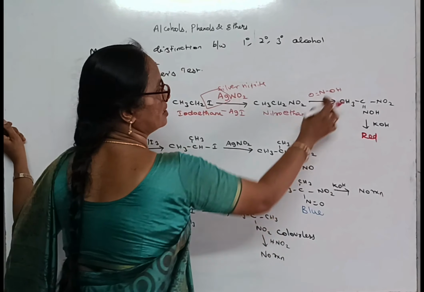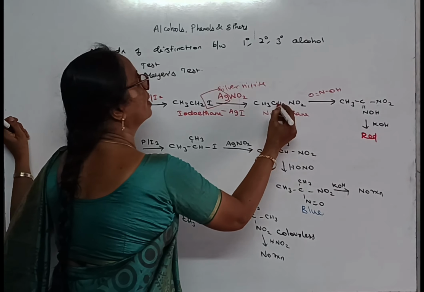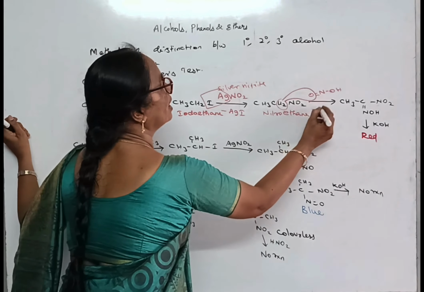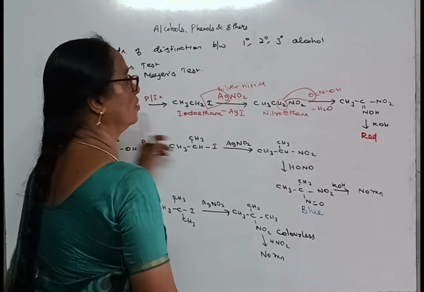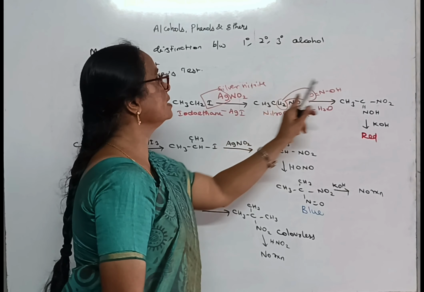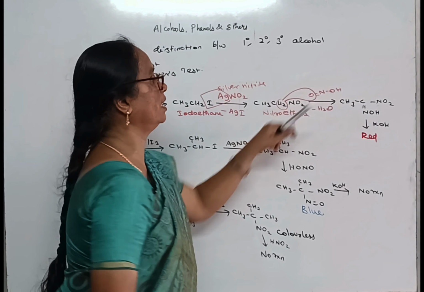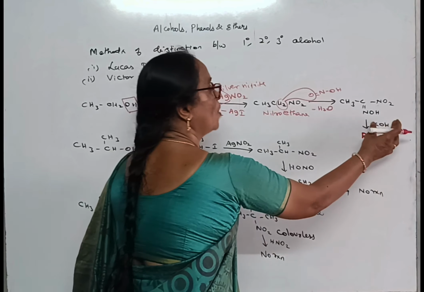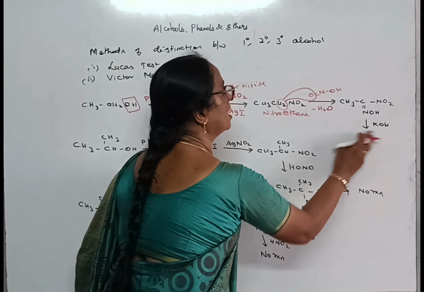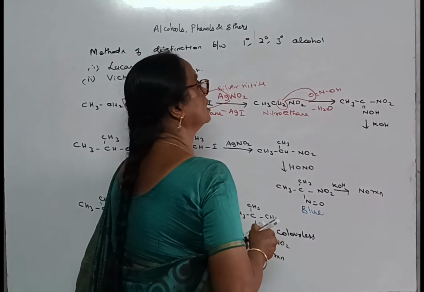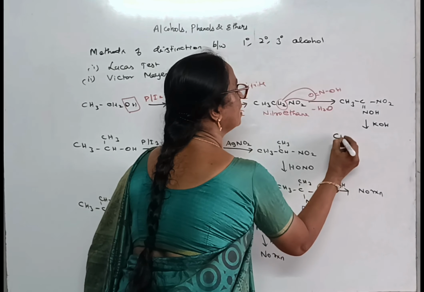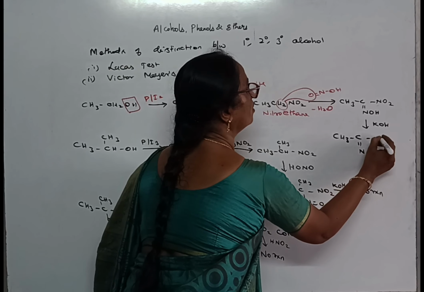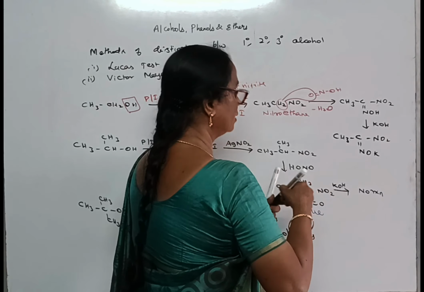This is nitrous acid, HNO2. Here, the 2 hydrogens combine with this oxygen, so there is a loss of a water molecule. You may find CH3, C double bond NOH with NO2, followed by treatment with potassium hydroxide, it forms the salt of the compound, CH3, C double bond NOK, NO2. This is in red color.